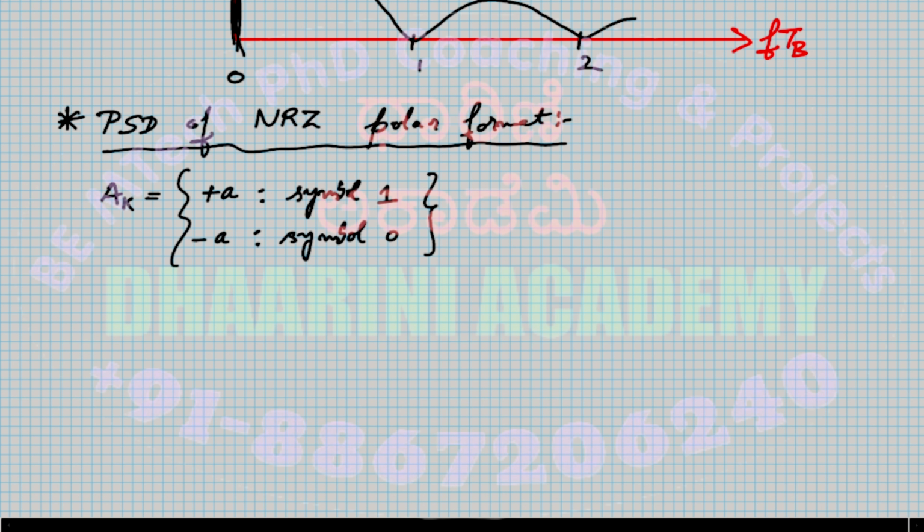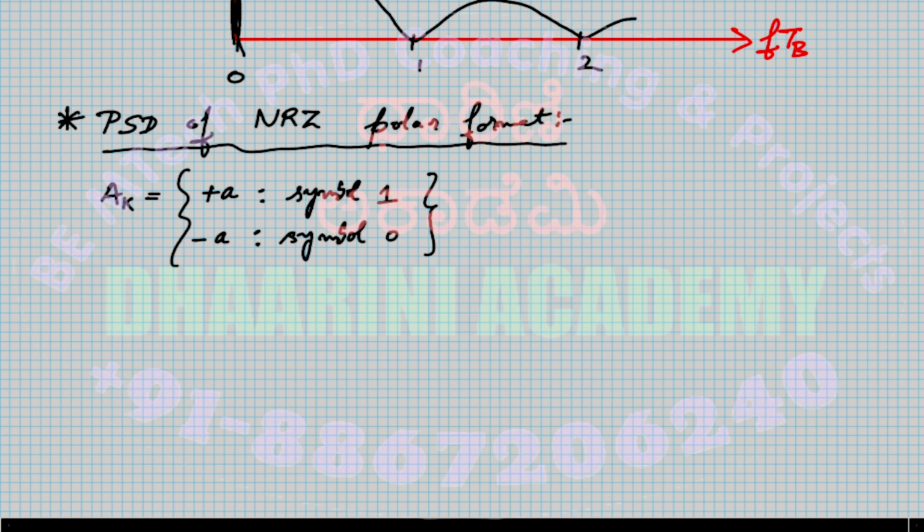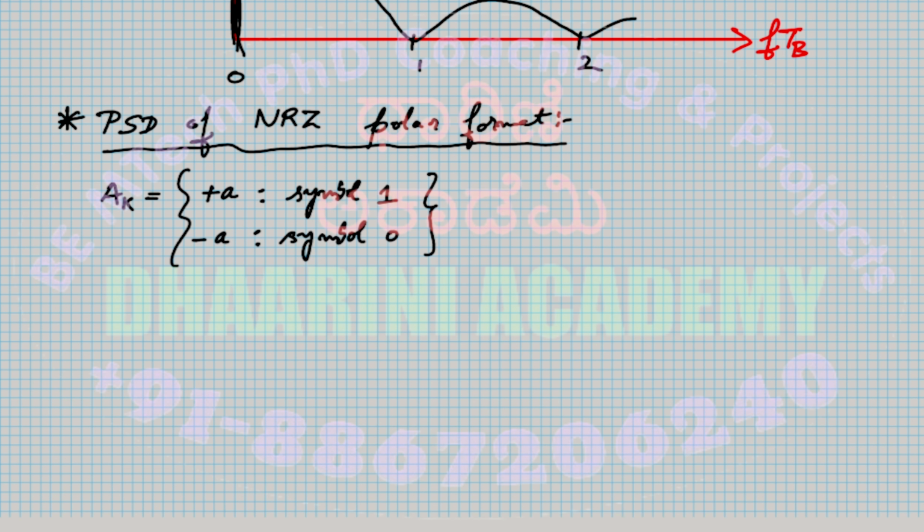And for a sufficient amount of time that is equal to the bit duration, you have to keep it either at plus A or minus A, corresponding to whether you are sending 1 or 0, right? So that's the concept. Whenever it is 1, for a bit duration equal to TB, you keep it at plus A or plus whatever volts it is. Similarly, whenever it is 0, you keep it at minus A.